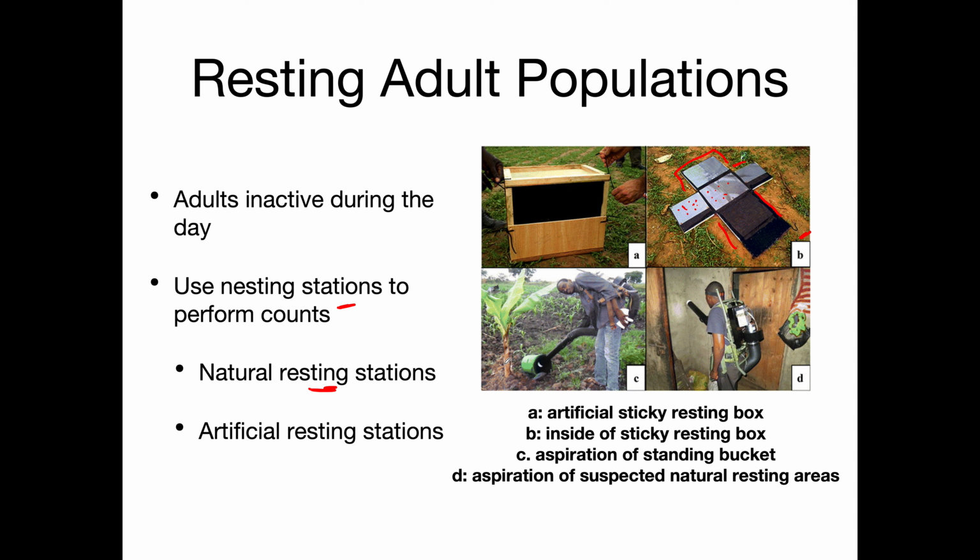Natural resting stations are things like this bucket. What they do is they use these special types of vacuums, and they'll go inside of buildings and corners and vacuum out these areas looking for those adult mosquitoes. And they have a specialized filter on the end of this right here that will trap those adult mosquitoes, and they can then count the mosquitoes that they vacuumed out of a certain area. So natural resting stations are actual areas that mosquitoes would normally find. Artificial resting stations are these types in A and B up here, these types of traps that are laid out to mimic a dark, cool area for the mosquitoes to rest in.